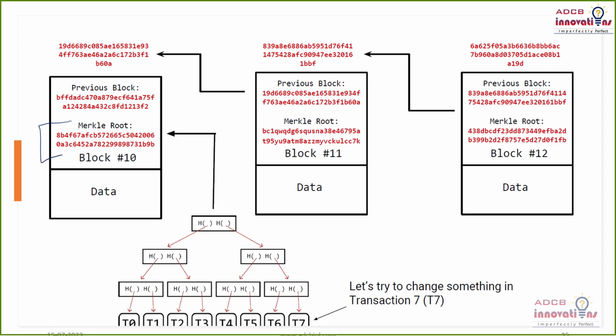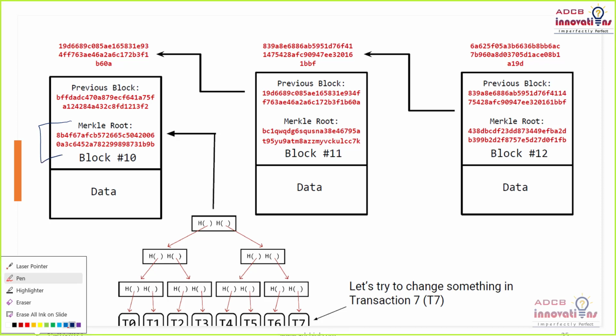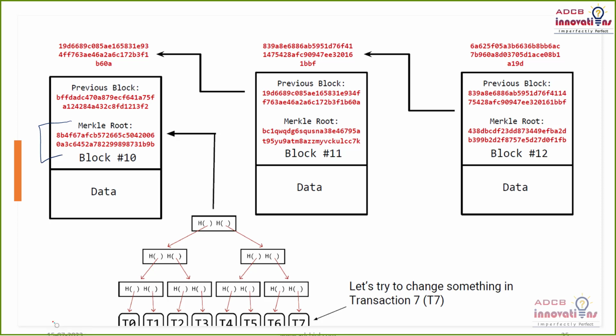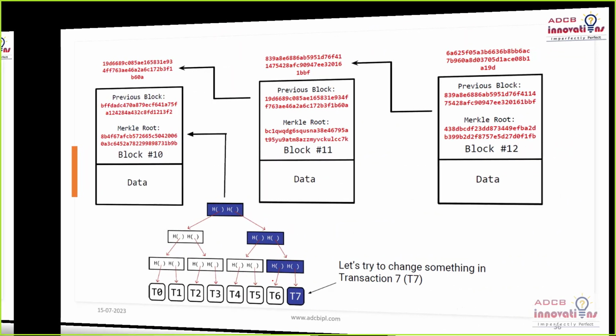chronological order. Okay, I will just use a different color pen. So in the Merkle root, we have seen all the data is stored in chronological order, like this. So let's say we try to change something in T7 in this block. So in T7 it will change. Okay, so what is going to happen?